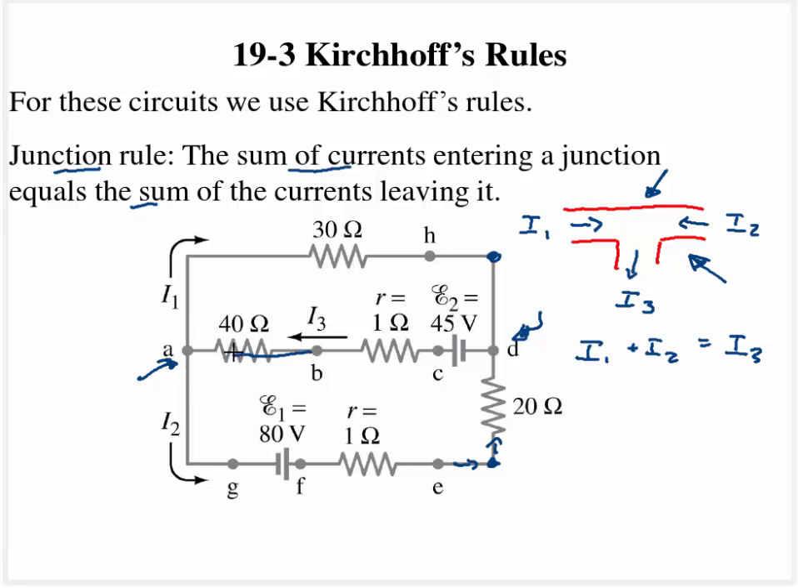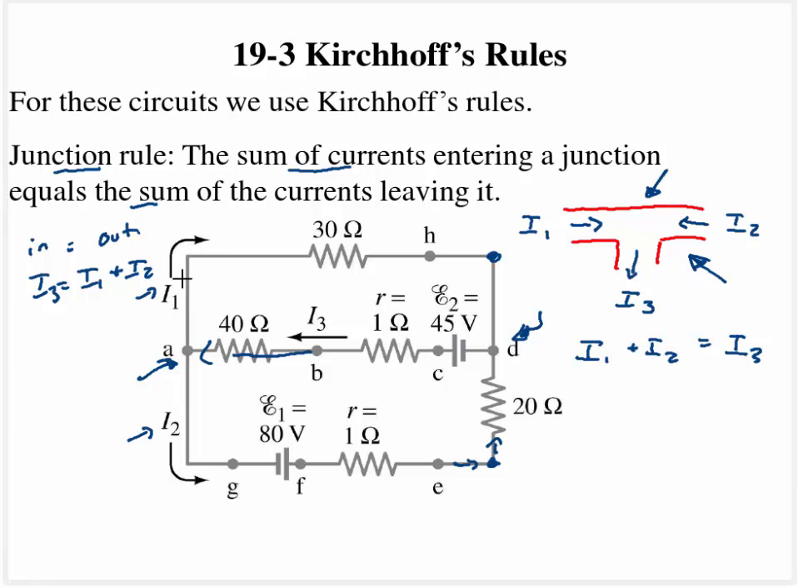Essentially what we're going to do is say, okay, look, here we have I3 flowing in, so I3 is what's coming in, and here we have I1 and I2 coming out, so I1 plus I2. So this is the rule that what comes in must be equal to what's coming out.